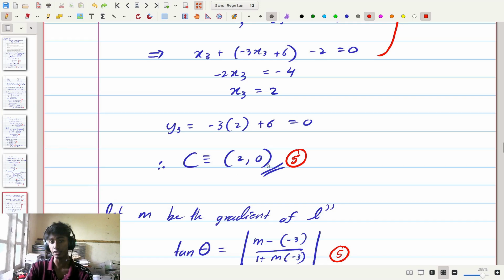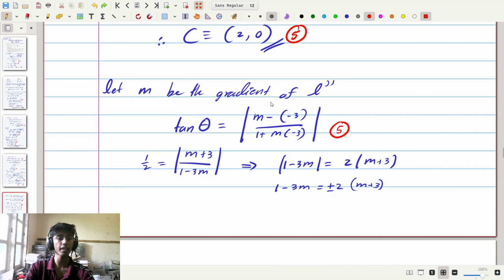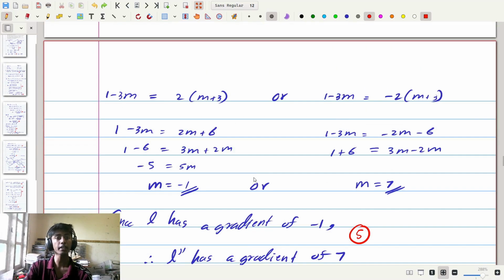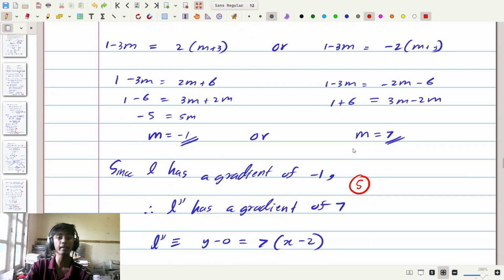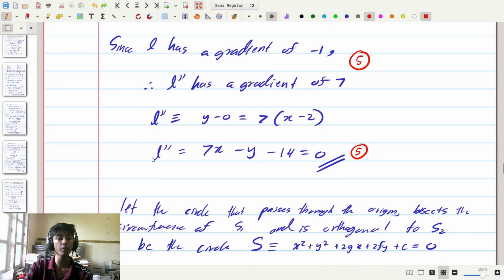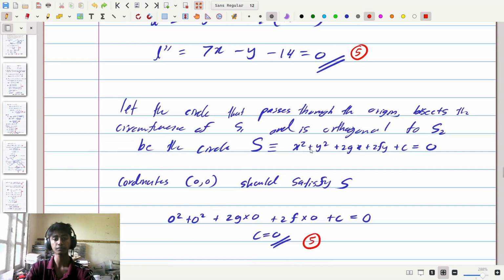Now after that, when you then let m be the gradient of the second line L double dash and then substitute this formula, you get 5 marks for substitution, and going down, when you then get the two values of m equals negative 1 and m equals 7 and conclude that since this negative 1 value is already there in the line L, the other value of m equals 7 must be the gradient of the line L double dash and conclude that, you get 5 marks, and then when you substitute and get the final equation of L double dash as this equation right here, you get another 5 marks.